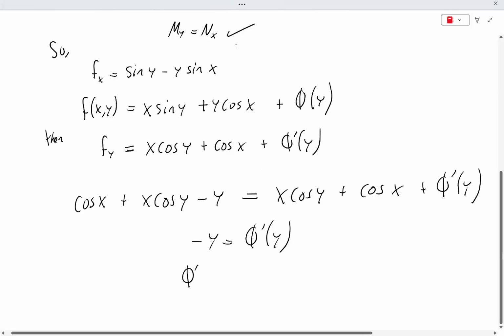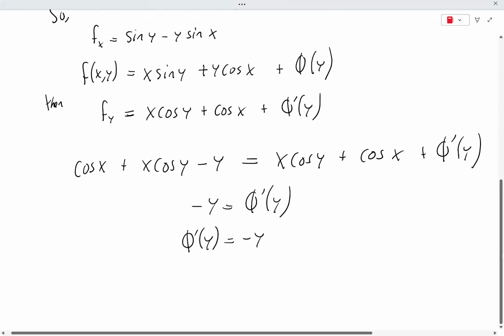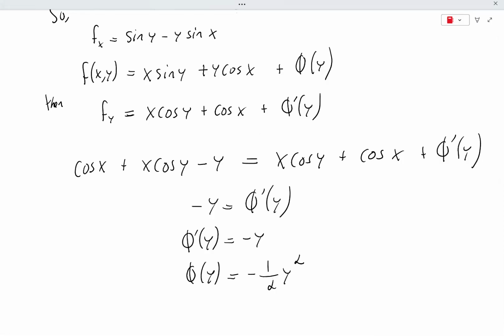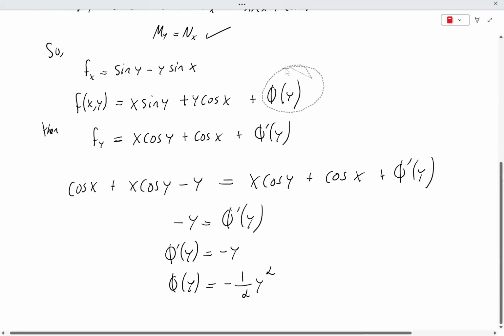Okay, maybe we'll write it the other way. Now you just do the antiderivative here, right? So phi of y is equal to what? That is negative 1/2 y squared. Plus, well, you don't have to add a constant. You don't need to put a constant on it. So you get this here. And that is this part over here then, right? This part is this.